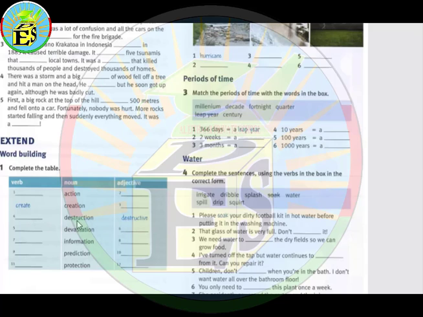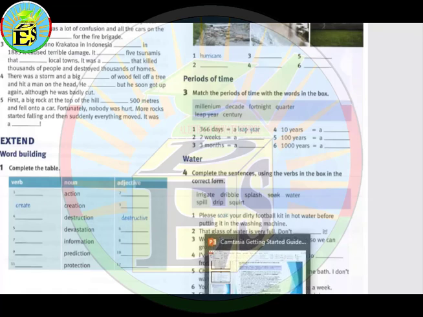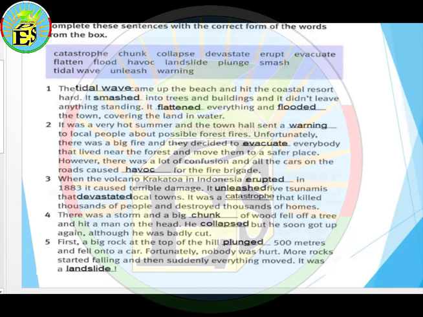Number 4, destruction. Number 5, devastation. We have this verb up in task number 1. Information. What's the verb? Yes, inform. Prediction. What's the verb? Protection. What's the verb? And you have to write here the adjectives. Okay? I want to check them with you. Okay? Let's see.